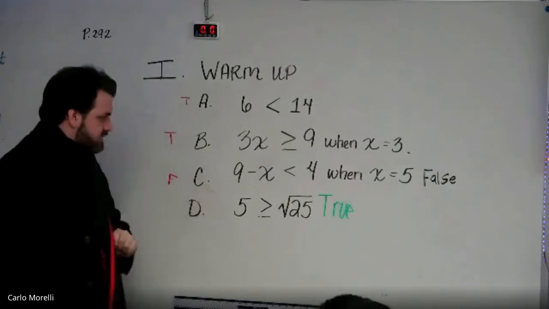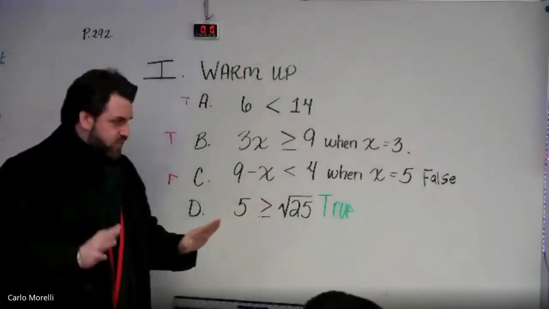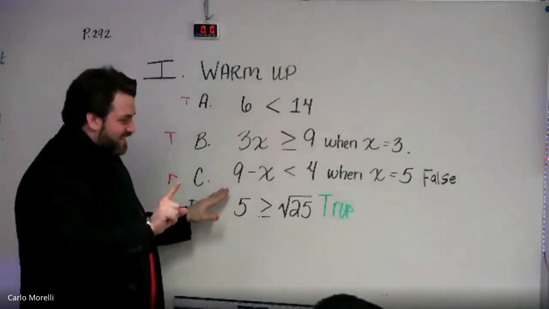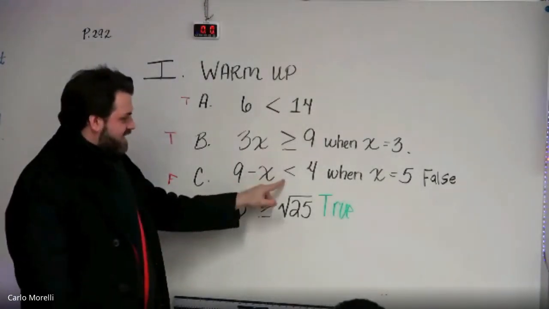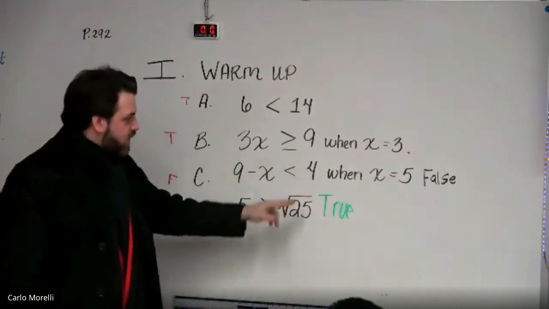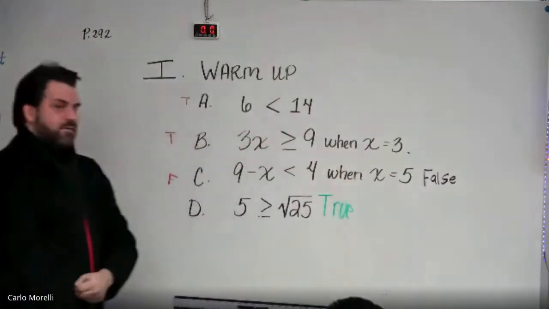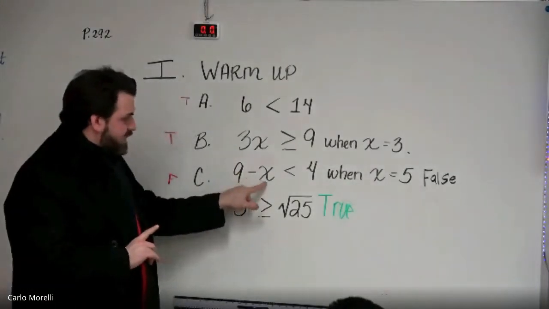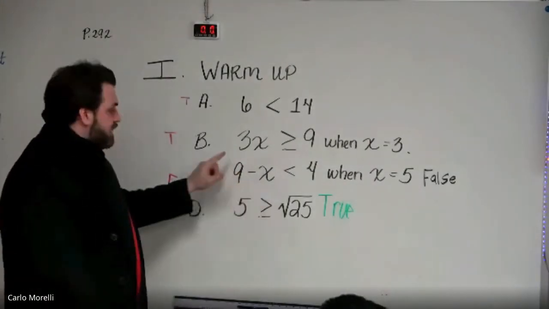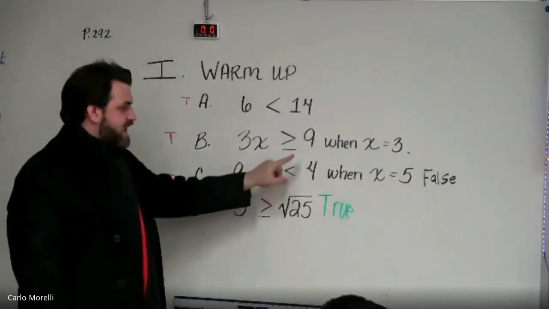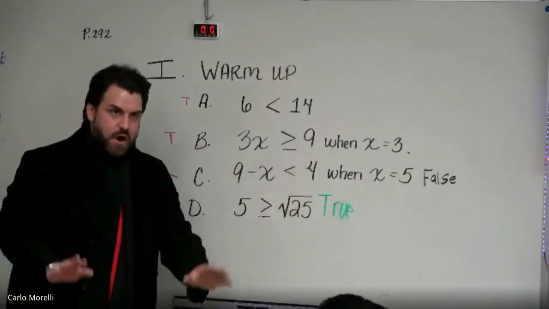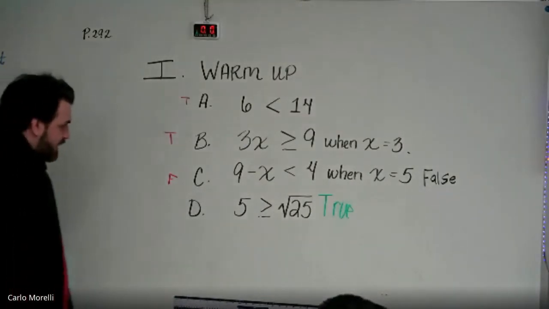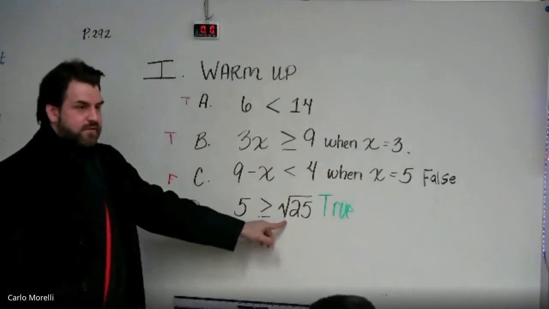Now, C. So here's what we're looking at, ladies and gentlemen. 9 minus x less than 4 when x is 5. Now let's substitute in the 5. What is 9 minus 5? 4. Is 4 less than 4? No. Therefore, this is false. Good job.